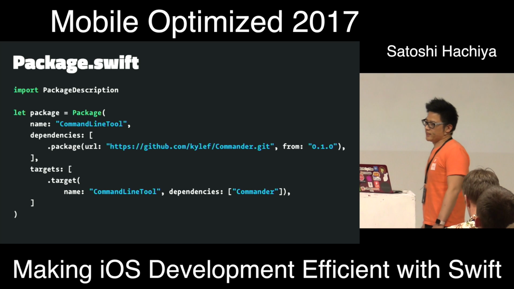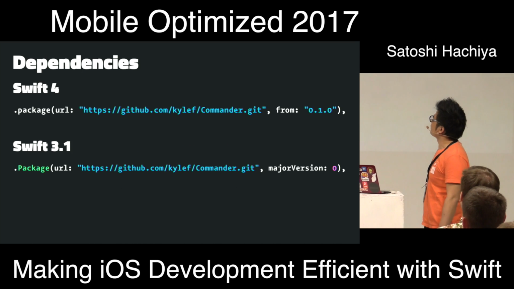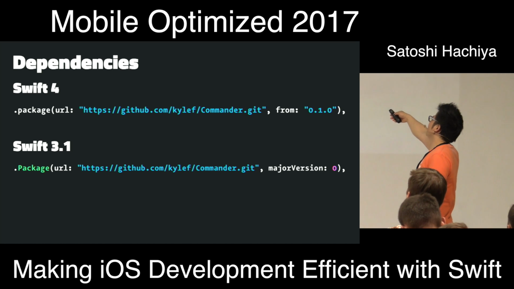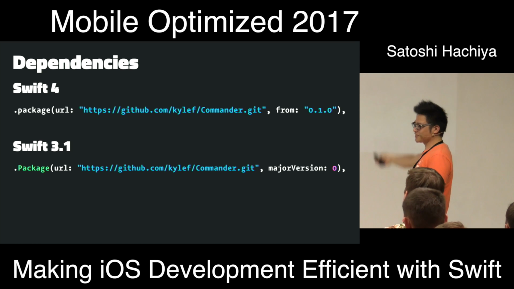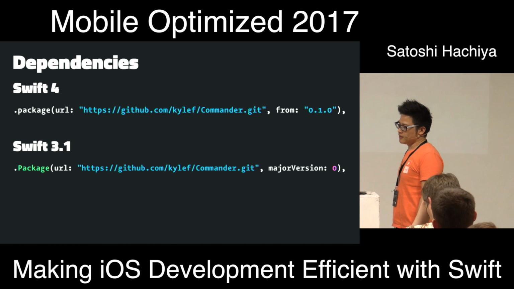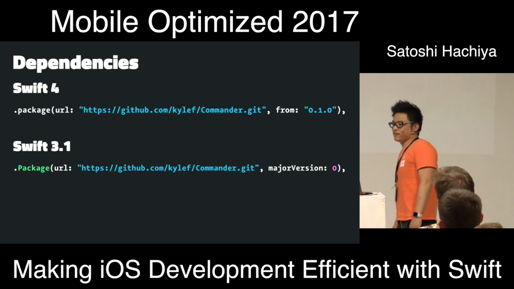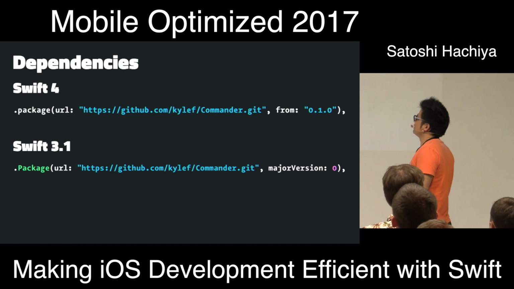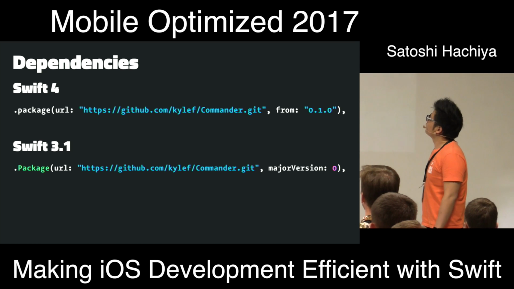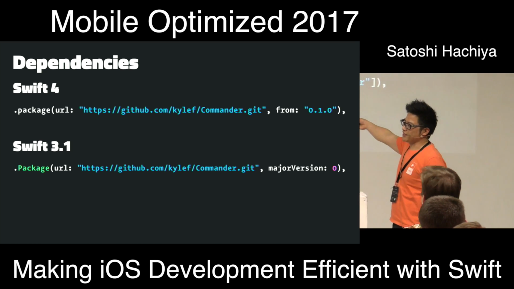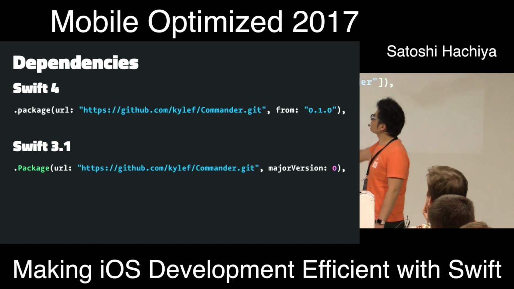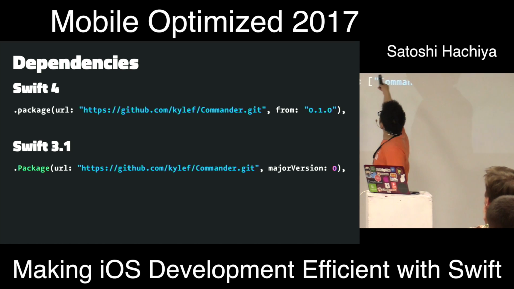The next example is adding dependencies. For example, I add Commander. Commander is useful to make command line tools, and it helps to compose a beautiful command line interface in Swift. In this way, we can use existing libraries with the Swift Package Manager.